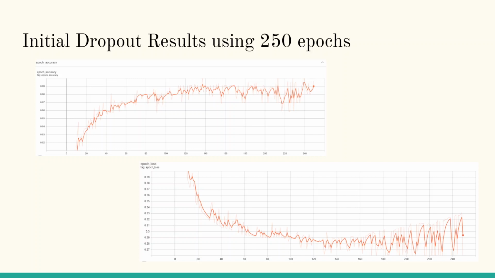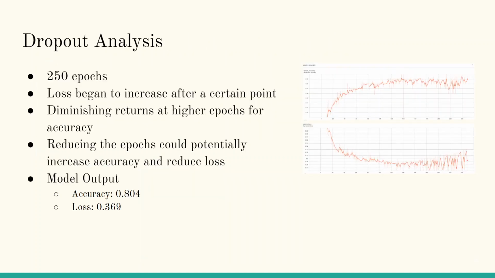So here we see the initial dropout results with 250 epochs. And from this, we can see that loss begins to increase after a certain point, and diminishing returns at higher epochs for accuracy, and that reducing the epochs could potentially increase the accuracy and reduce the loss. So our initial output was an accuracy of only 80% with a loss of 36%.